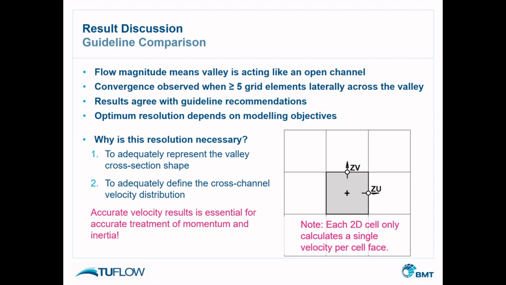One thing to be aware of here is that all 2D solvers, to my knowledge, represent or calculate one velocity per cell face. What that means is if you were to go to a coarser resolution than the 5 grid elements across the open channel or valley in this instance, you really wouldn't be picking up the variation in flow velocity across channel to a fine enough resolution, and that does actually have an impact on your results. Let's go to the next slide here, because it really is a real-world demonstration of how treatment of momentum and inertia associated with that velocity definition comes into play.